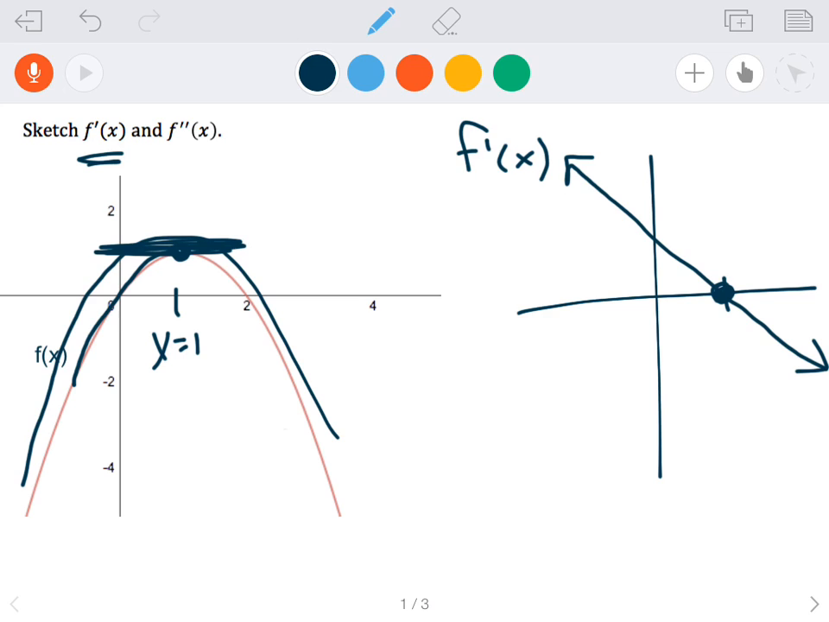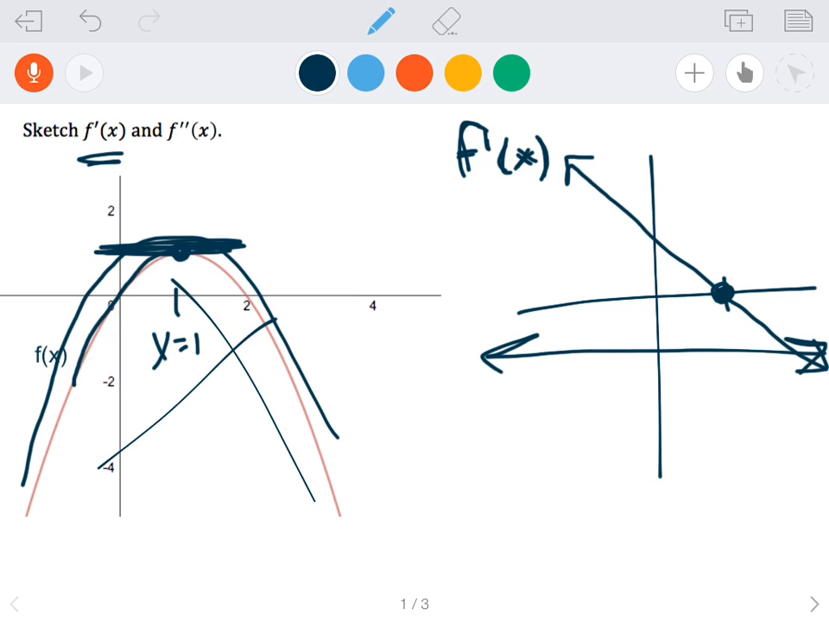And then for the second derivative, I'm not even going to look at the original function anymore. I'm just going to look at my sketch for the derivative. And I can say, okay, the derivative of the derivative, that slope should be constant and it should be negative. So I don't know where I am down here, but I'm just going to put a line there and call that f double prime of x.